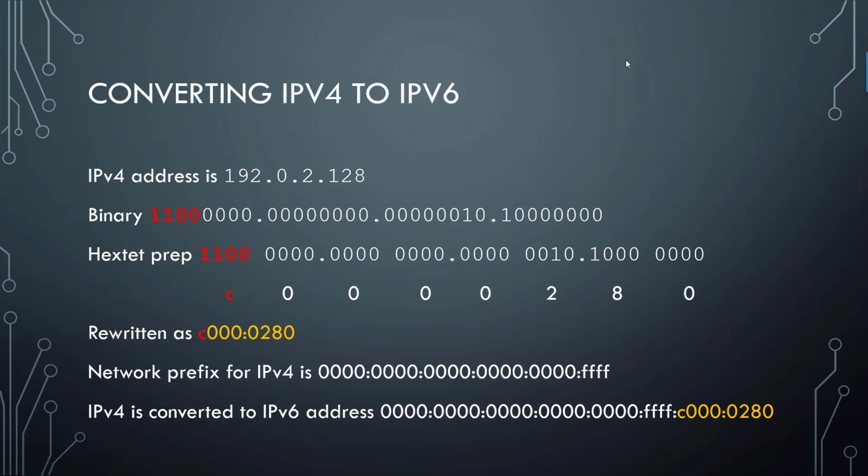So if we have a network prefix for IPv4, it is all zeros with an FFFF. To convert an IPv4, we just simply insert FFFF before our IPv4 address that has been converted, and that tells everybody that this IP address used to be an IPv4 address because of those 4 Fs that are in there.